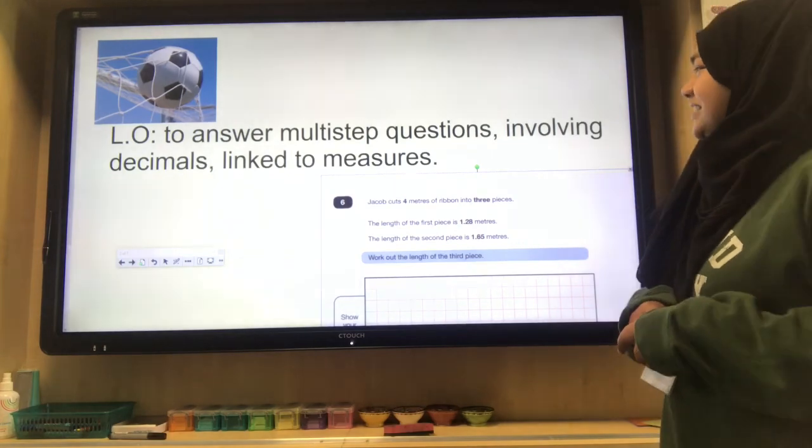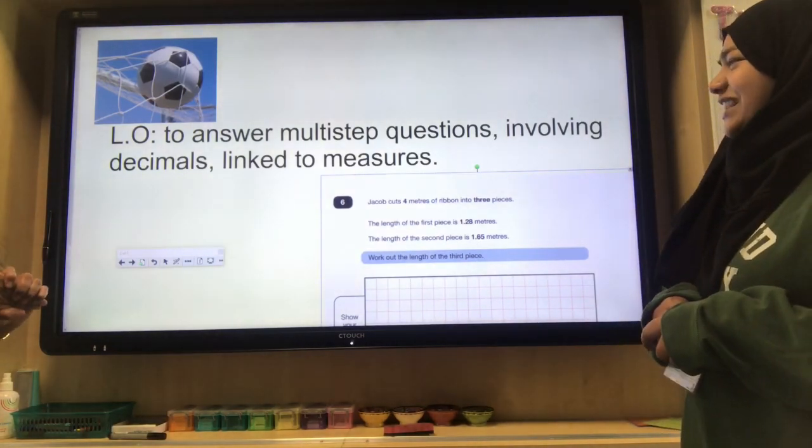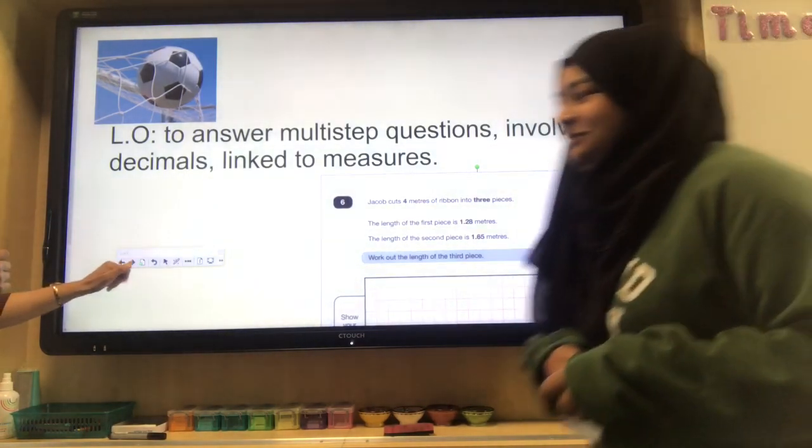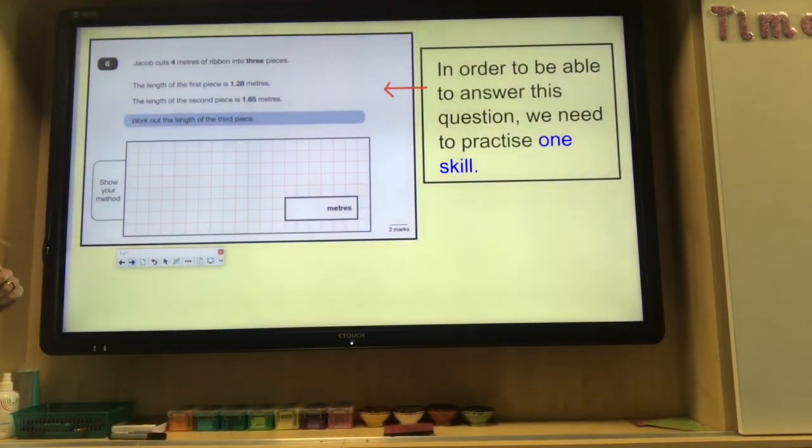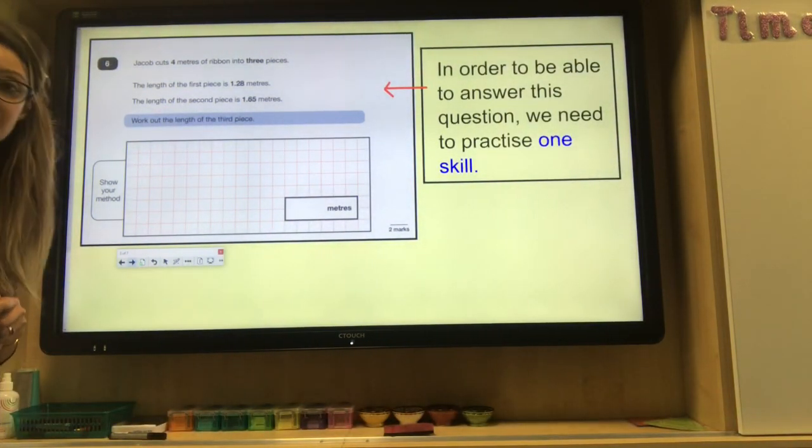Our learning objective is to answer multi-step questions involving decimals linked to measures. Now, this first one, in order to be able to answer this question, we need to practice.